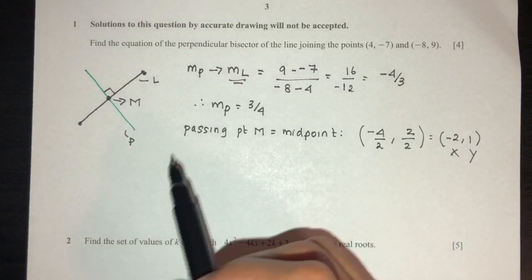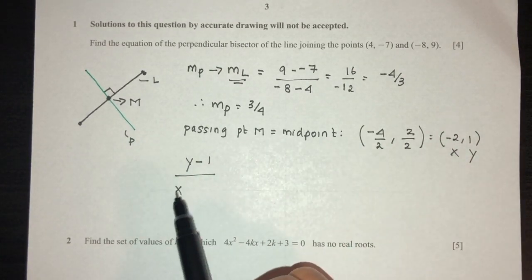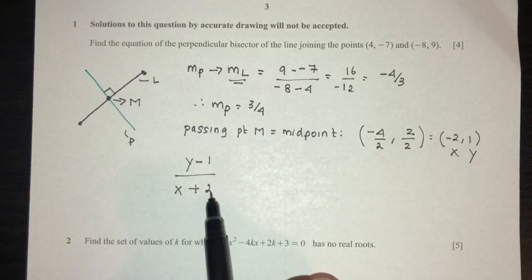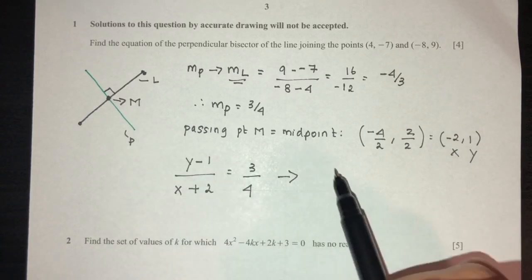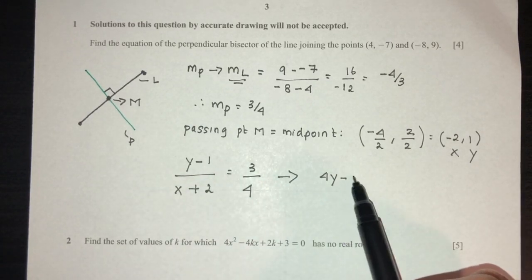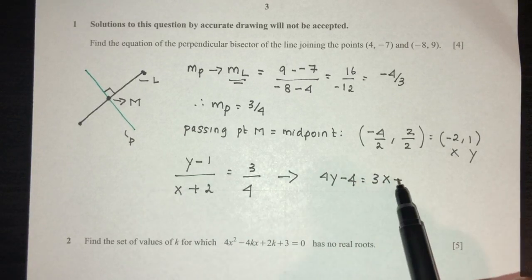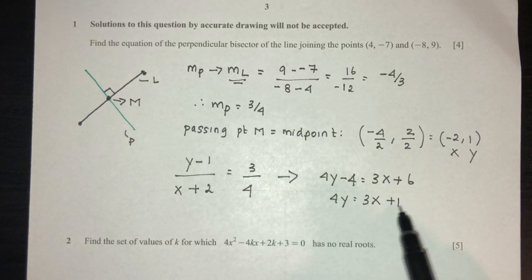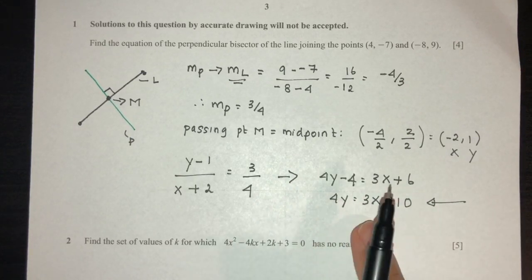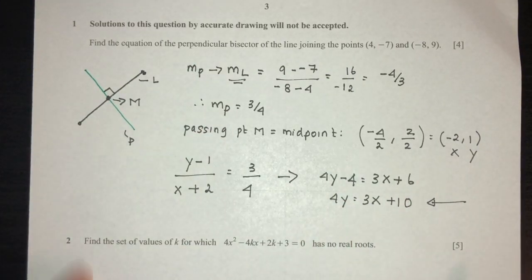Now the equation will be, you take this point, you have y minus 1 over x minus 2, which becomes plus 2, is equal to 3 over 4. Now the next step is to cross multiply. You will have 4y minus 4 is equal to 3x plus 6. So 4y is equal to 3x plus 10. And that will be your answer for the equation of this line P, right? This perpendicular bisector of this line. That will be your answer.